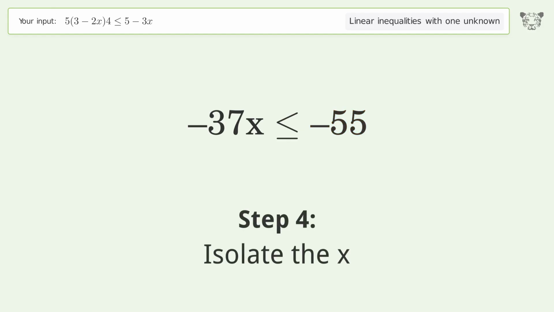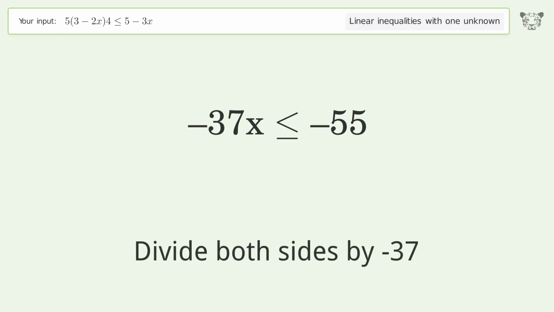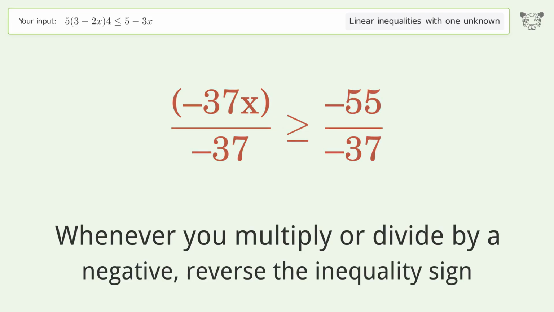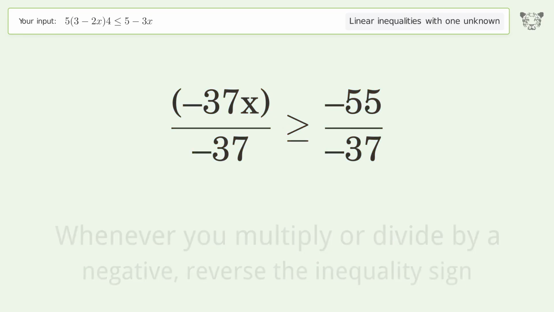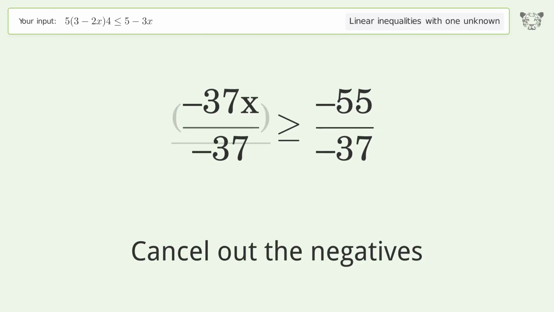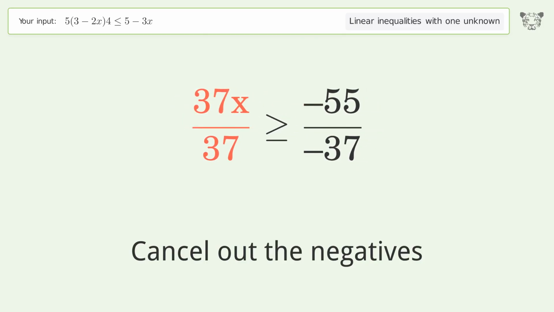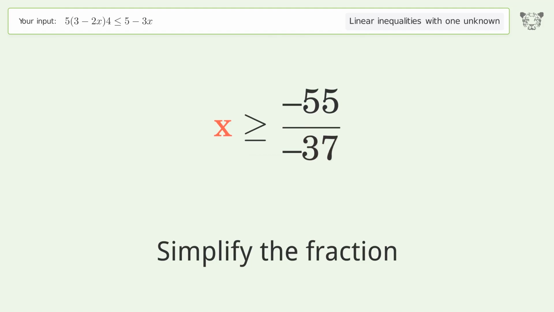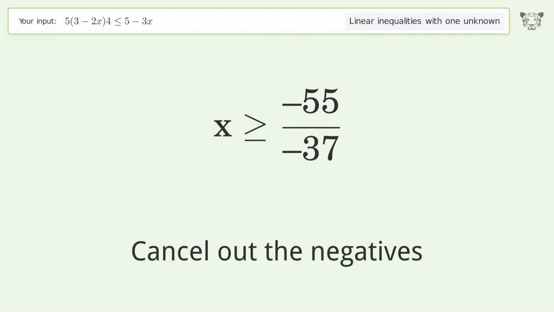Isolate the x. Divide both sides by -37. Whenever you multiply or divide by a negative, reverse the inequality sign. Cancel out the negatives. Simplify the fraction. Cancel out the negatives.